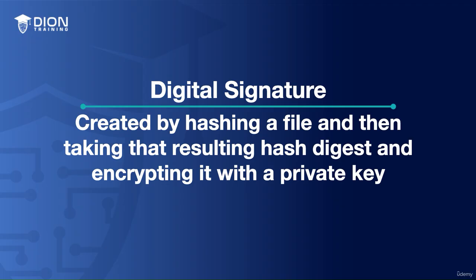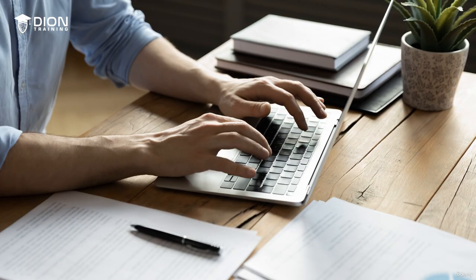A digital signature is created by hashing a file and then taking the resulting hash digest and encrypting it using a private key. So if I want to send an email that's going to be a couple of pages in length, and I want to digitally sign it to make sure you know that nothing was changed inside of that email, I can run that email message through a hashing algorithm like SHA-1, and then take the resulting 160-bit hash digest from the SHA-1 algorithm, and then I can encrypt that using my private key.